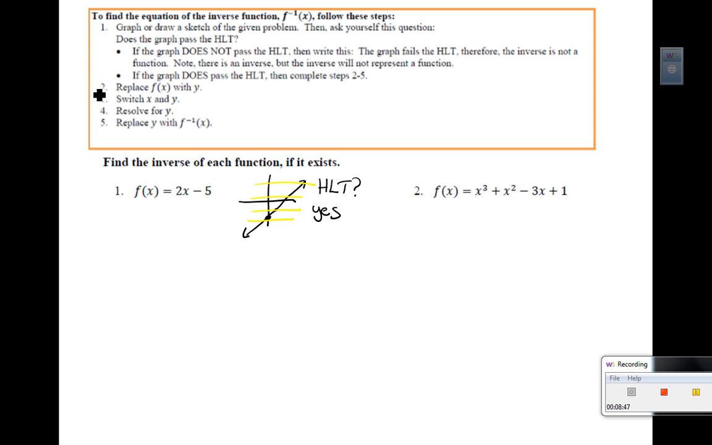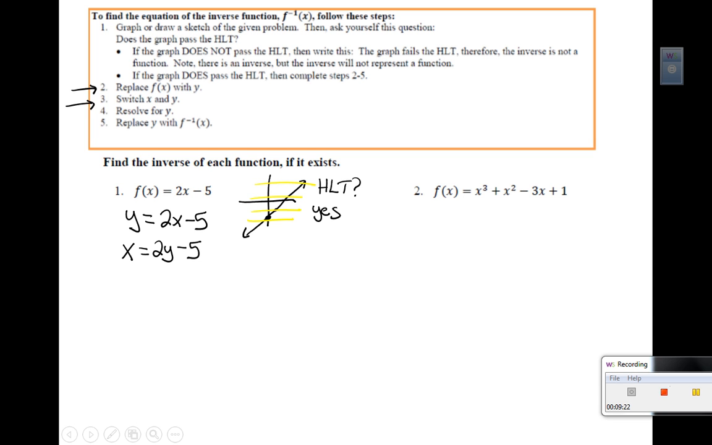So now I'm going to move on to step 2. And let's just read what it says. It says replace f of x with y. You know what? If you're really just totally lost on these, this is the easy step. Instead of f of x, I'm going to write down y equals 2x minus 5. So I just did step 2. Step 3. It says switch x and y. So in place of this x, or in place of that y, I'm going to put an x. In place of that x, I'm going to put a y.